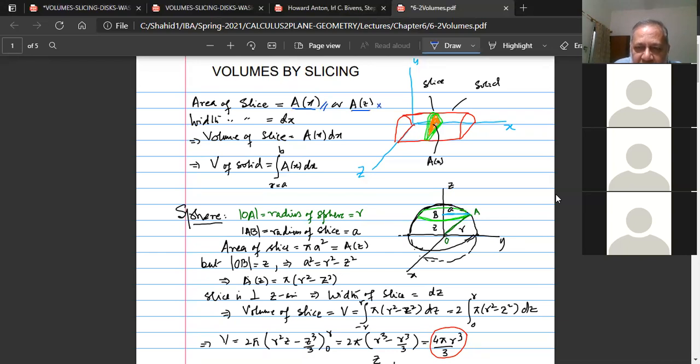Now, in this case, when I make this green slice, I assume that I will be able to represent the area of the slice as a function of x. The width of the slice is dx. So the volume of the slice is A(x) dx. And if I integrate from some limit x equal to a to x equal to b, I can get the volume. Of course, it all depends on whether I can represent the area of the slice as a function of x.